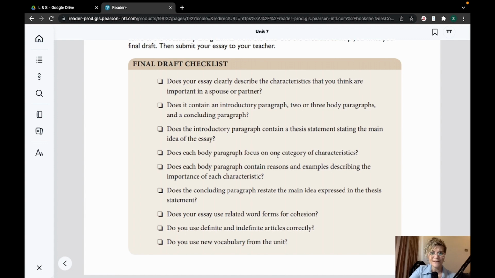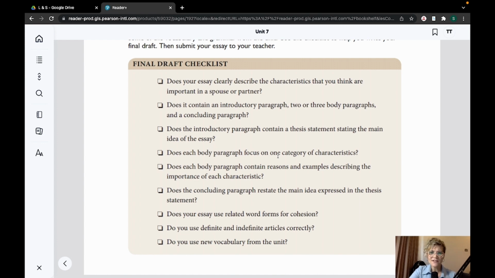4, does each body paragraph focus on one category of characteristics, one subtopic? So we have the topic sentence, main point, explanation, main point, explanation, concluding sentence. Remember PEEL: point, explanation, evidence, and linking back. 5, does each body paragraph contain reasons and examples describing the importance of each characteristic? That's the appeal, the explanation.